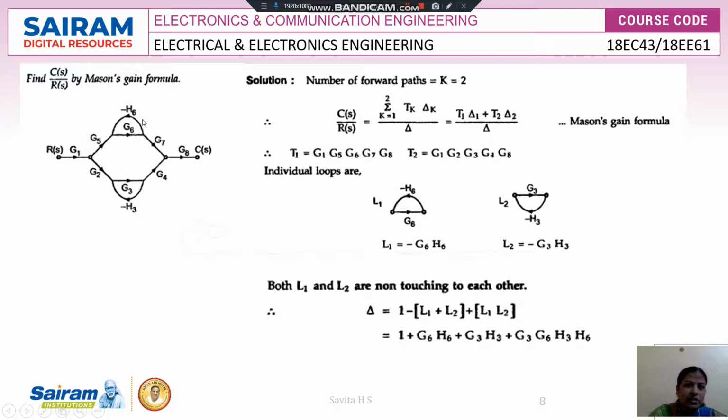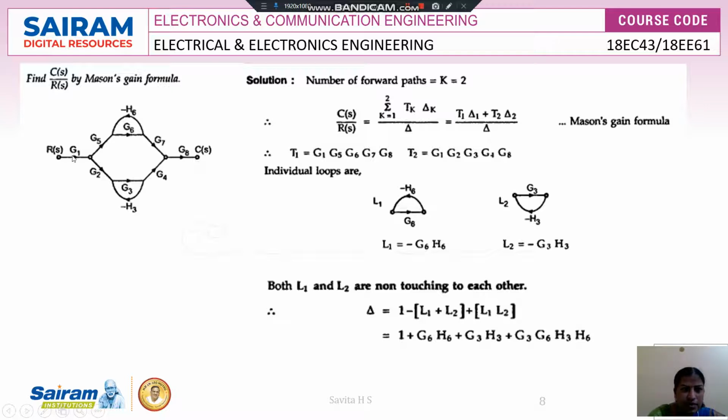Now we'll see the next problem. Here find C(s)/R(s) by Mason's gain formula. This is the given problem. Here the number of forward paths I am getting is K equal to 2. We will see what the value is here. The first forward path is G1, G5, G6, G7, G8.